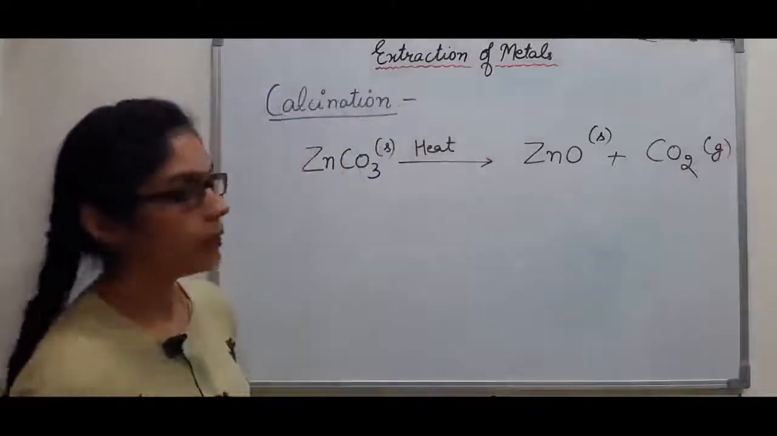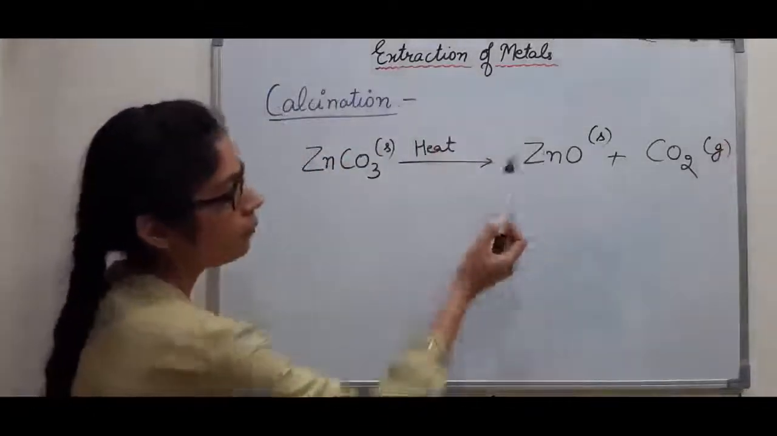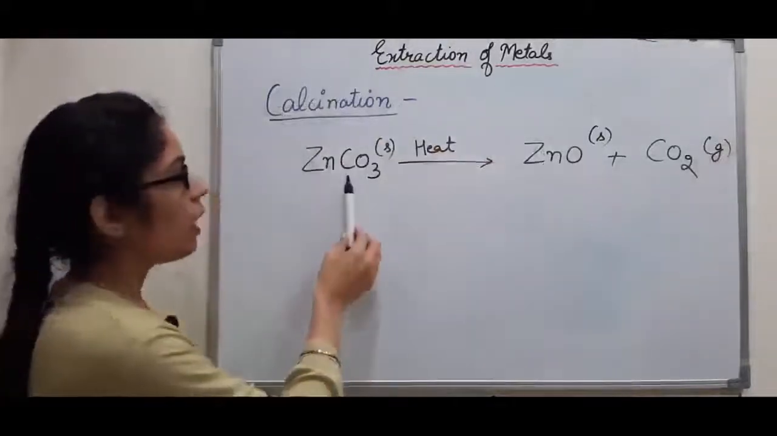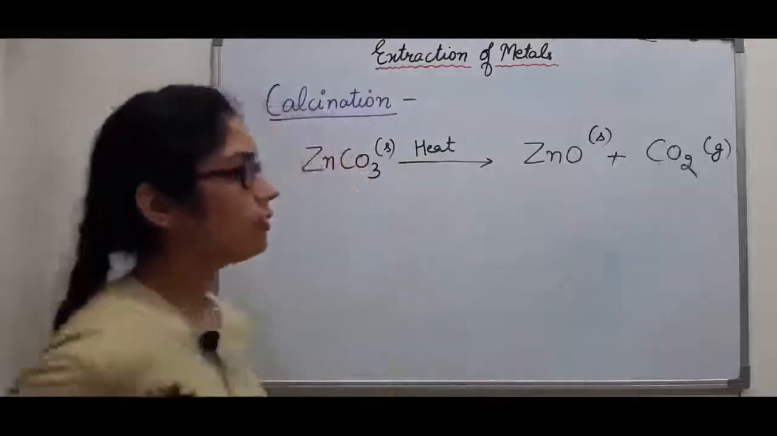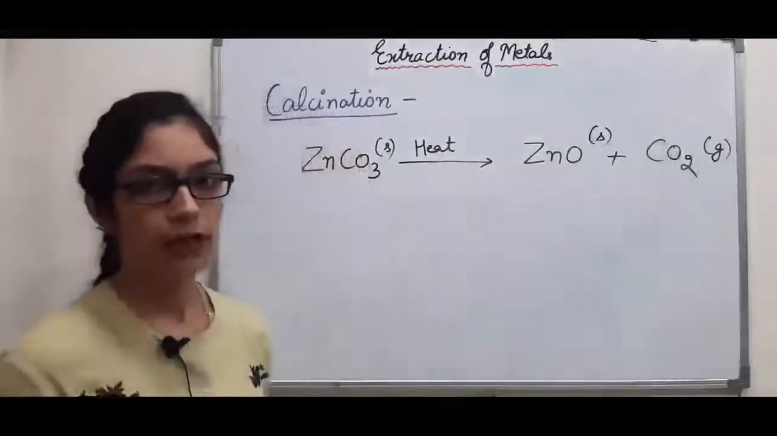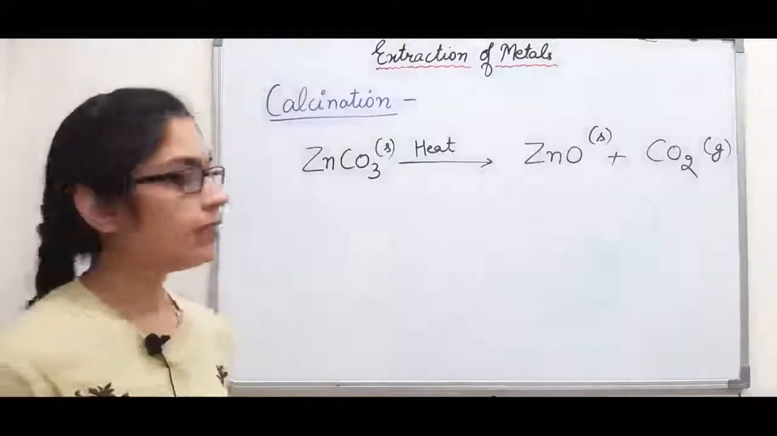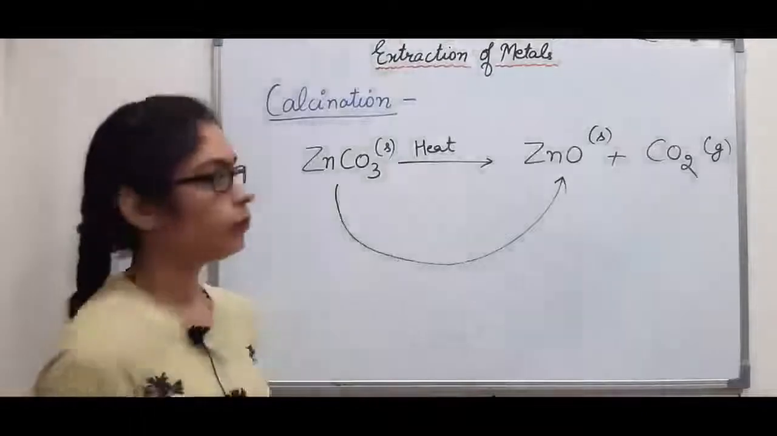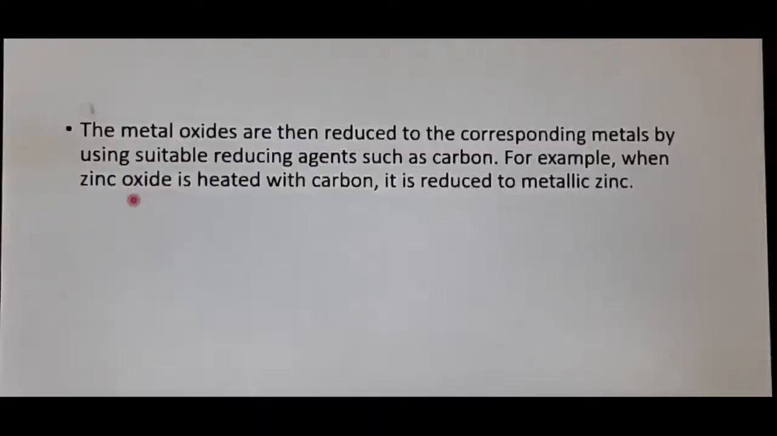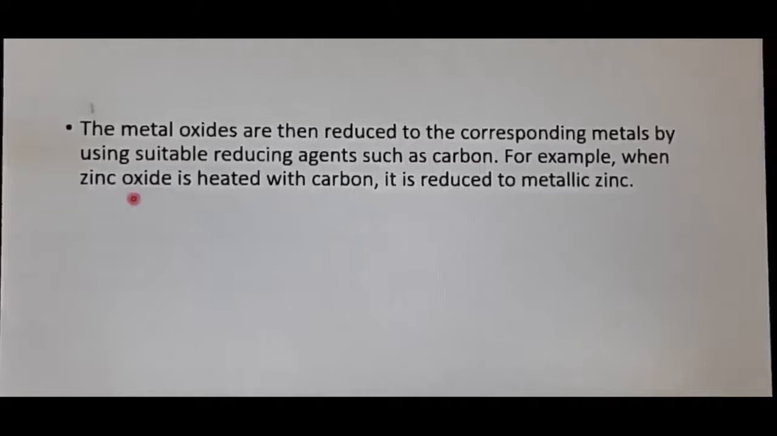We can check the equation also. Zinc 1 atom on both sides, carbon 1 atom on both sides, and oxygen 3 this side, 2 plus 1, 3 this side. So this equation is already balanced. So you have seen in calcination, we are just heating the metal carbonate and converting it into its oxide. Now we have seen the reactions of calcination and roasting. We have seen how sulfide and carbonate are converted into metal oxide.